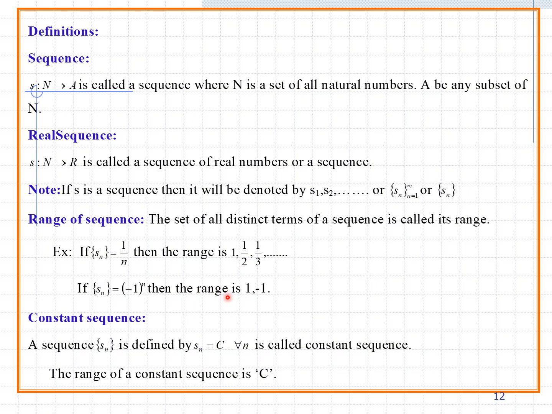Next, the constant sequence. A sequence Sn defined by Sn equal to c for all n is called a constant sequence. You can put any n value and you get the same number. The range of a constant sequence is the set containing c. For example, if c is 2, then 2 is repeated for any value of n, so 2 is the range.